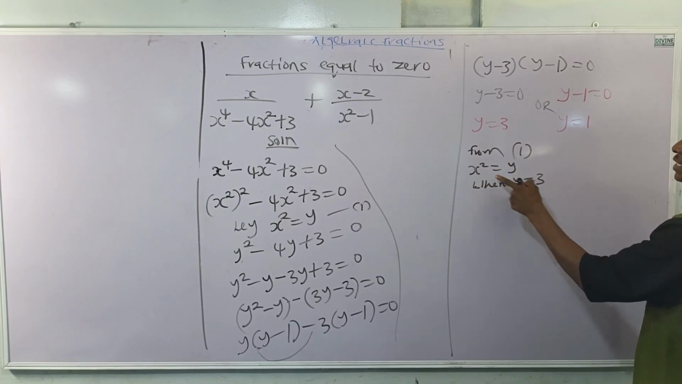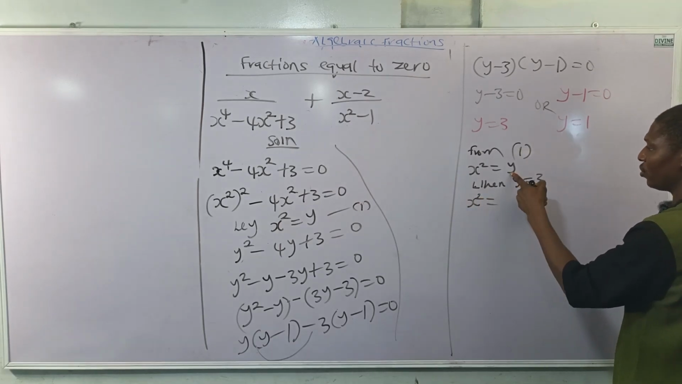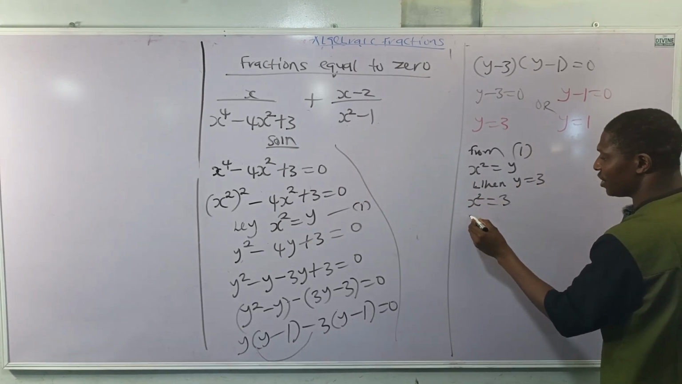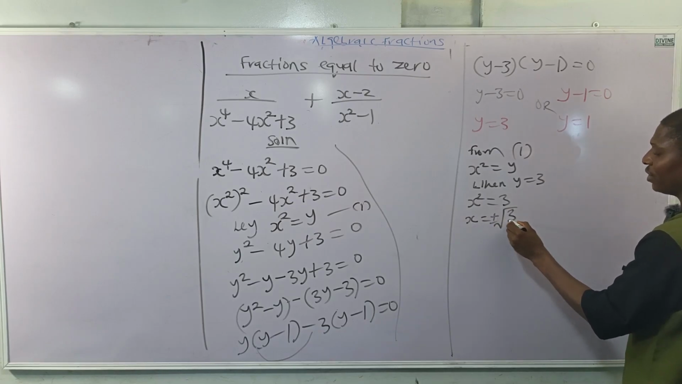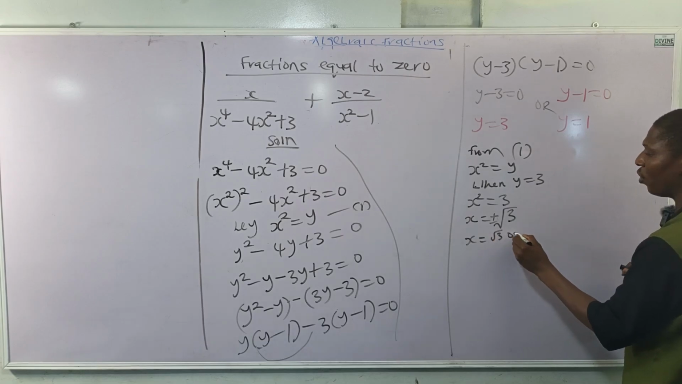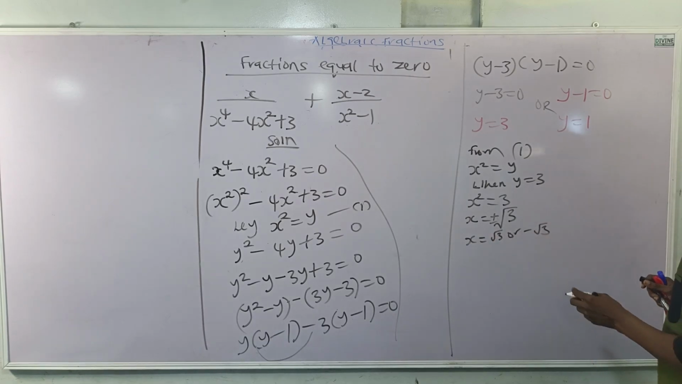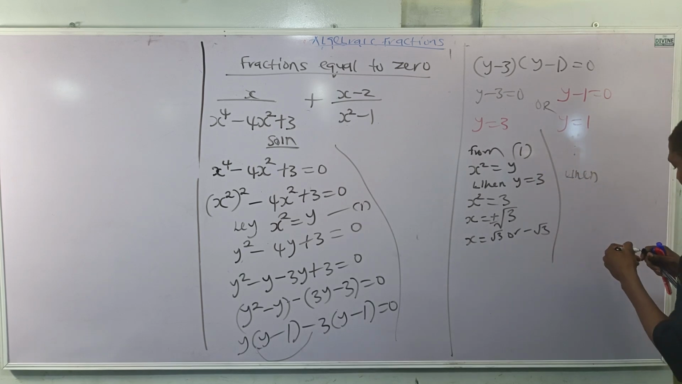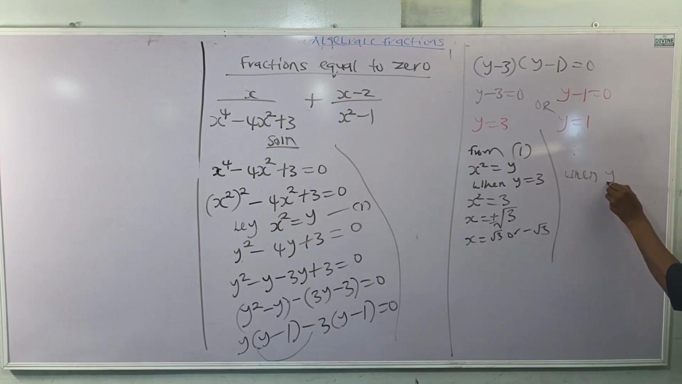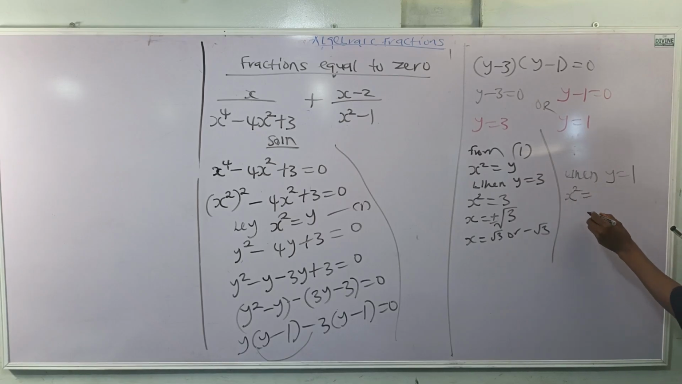So when y is equal to 3, x squared will be equal to 3, and if I take my square root, I'll have x equal to the positive and negative value of root 3. So x will be equal to root 3 or minus root 3. And you do the same also when y is equal to 1: we have x squared equal to 1, and x will be equal to plus or minus the square root of 1.